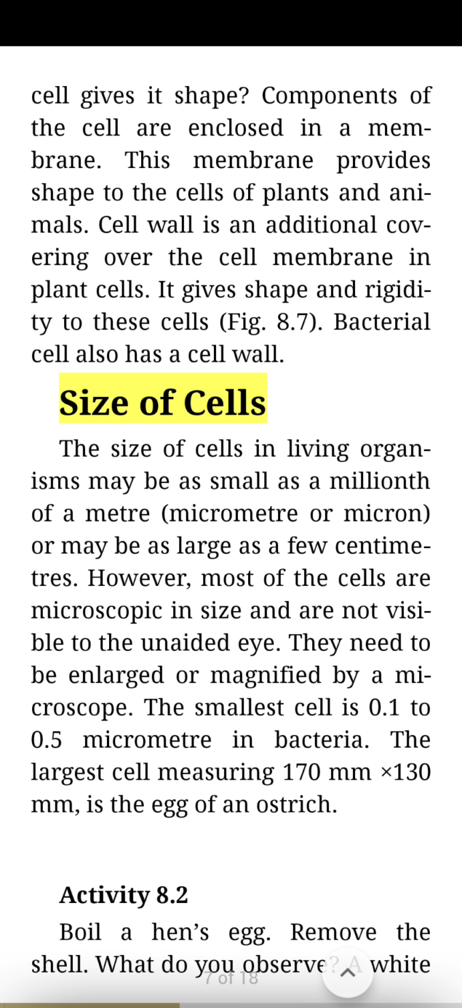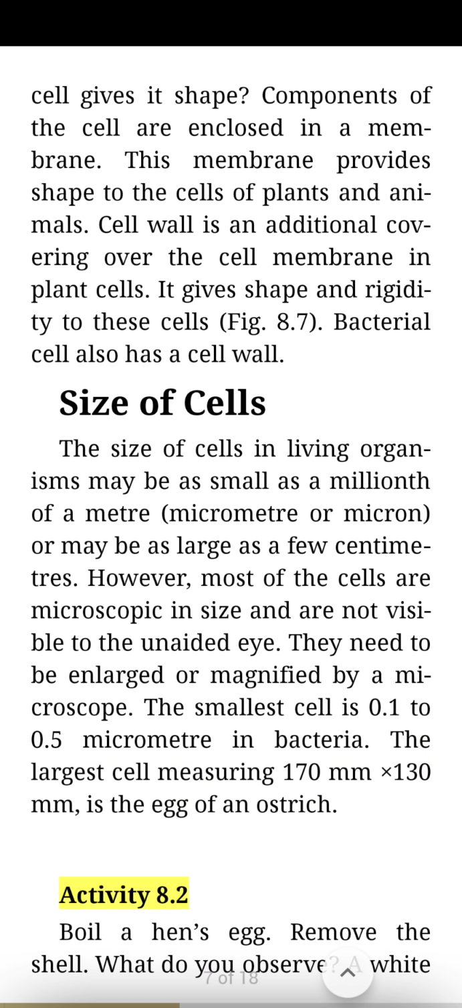Size of cells. The size of cells in living organisms may be as small as a millionth of a meter, micrometer or micron, or may be as large as a few centimeters. However, most of the cells are microscopic in size and are not visible to the unaided eye. They need to be enlarged or magnified by a microscope. The smallest cell is 0.1 to 0.5 micrometers in bacteria. The largest cell, measuring 170 mm × 130 mm, is the egg of an ostrich.